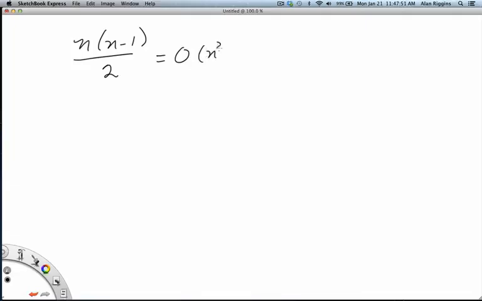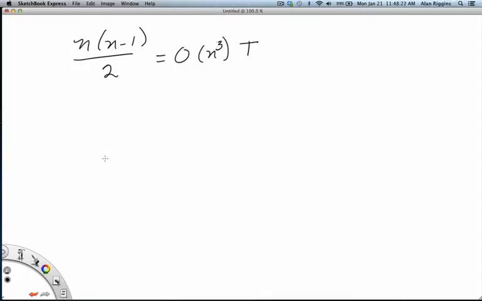N times n minus 1 over 2 is equal to n squared. Is that true? Yes, it's true. We have n squared minus n over 2. You throw away the minus n, you throw away the over 2, and it's true. All right, let me change this for a moment. Instead of n squared, we make this n cubed. Is it still true? Yes, it is still true.